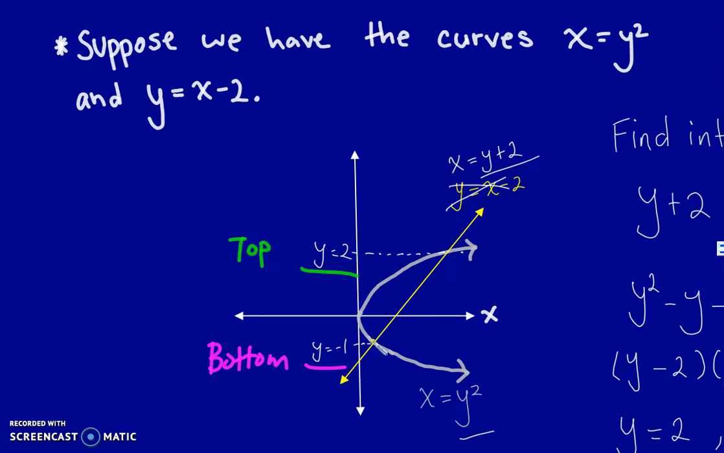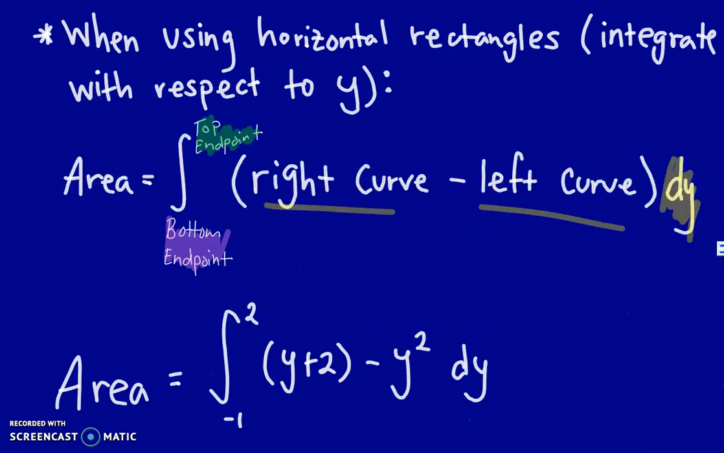The right function is this one here, the line, and the left function is this one. I'm sorry, my right function is y plus 2. My left function is y squared. So this is your setup, the integral from negative 1 to 2 of y plus 2 minus y squared. Go ahead and use your graphing calculators to complete this, and I'll show you the answer in a bit.